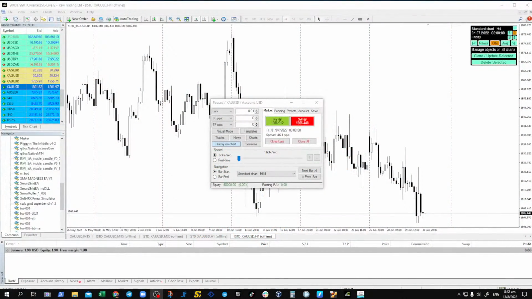Hello ladies and gentlemen, today is Saturday, 13th of August 2022. So this week we're going to do weekend backtesting again for the pair XAUUSD, gold. This week we'll look into the first week of July 2022, and let's get started.